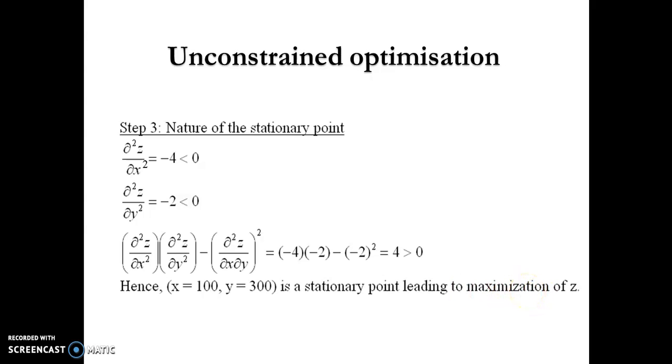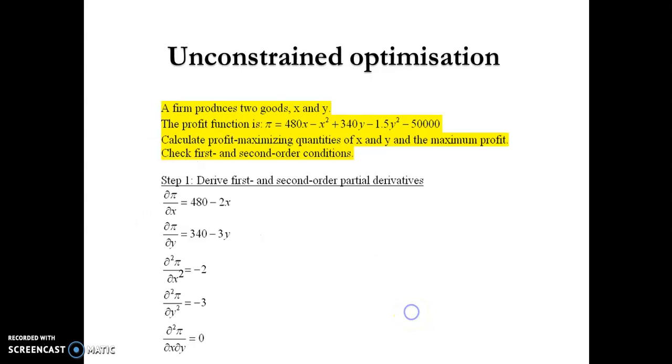Now, this is all well and good, but we want to see how it would be applied in economics. So let's look at our next problem. Here we go. We've got a firm producing two goods, X and Y, and the profit function is given as profit is equal to 480x minus x squared plus 340y minus 1.5y squared minus 50,000. Calculate the profit maximizing quantities of x and y and the maximum profit. Check your first and second order conditions.